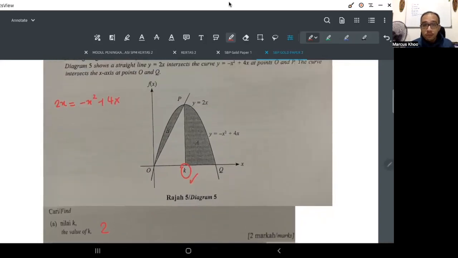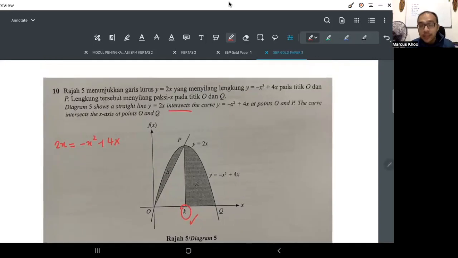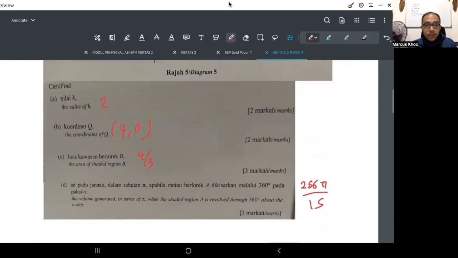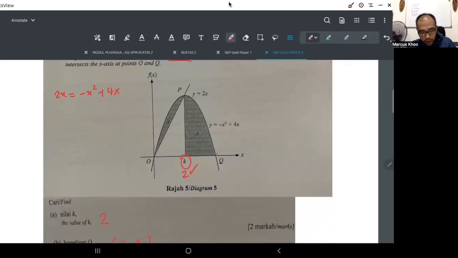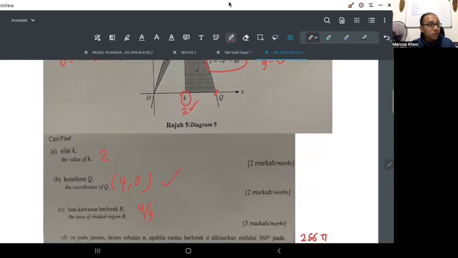That's how we did it. And again, the key point here is the word intersect. When you see intersecting lines, or an intersecting curve and straight line, you want to do y equals y so that you can find the coordinate of x. After you find k, which equals 2, how do I find the coordinate of Q? The coordinate of Q is where the curve has y equals 0 again. So 0 equals negative x squared plus 4x, and you should get x equals 4.